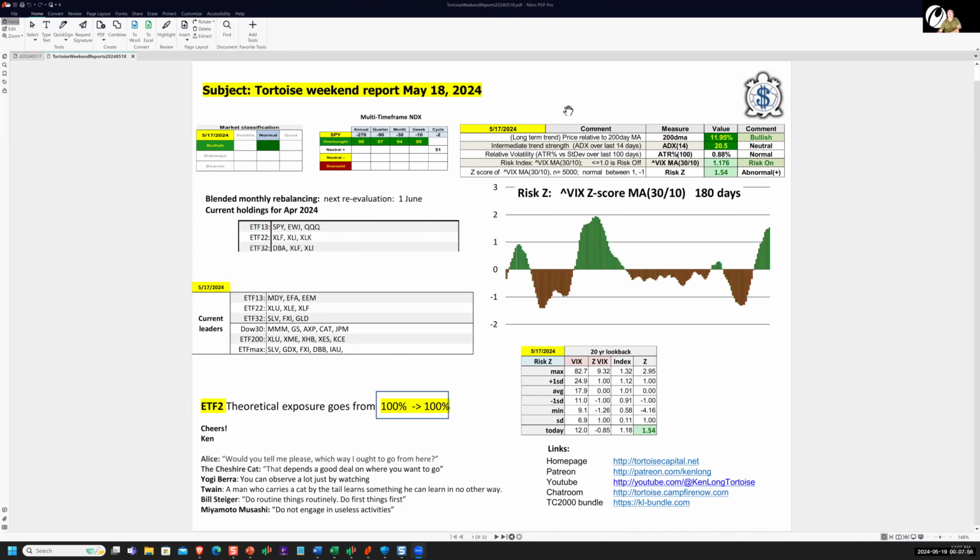All right, let's hit the weekend report. Bullish normal, extremely strong. Bullish green, risk on with abnormally good volatility. That's all good. 100% exposed in ETF2. The winners continue to win heavy on tech.